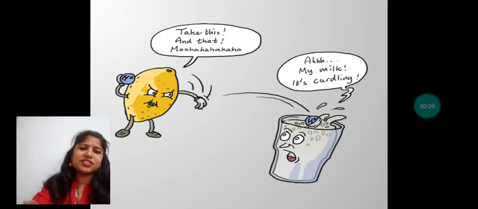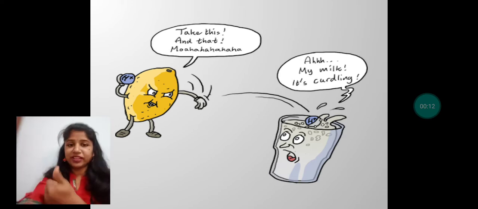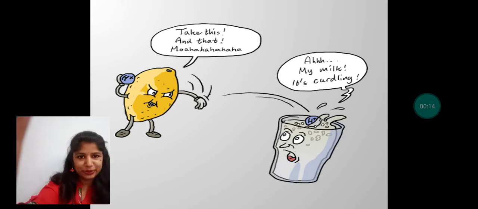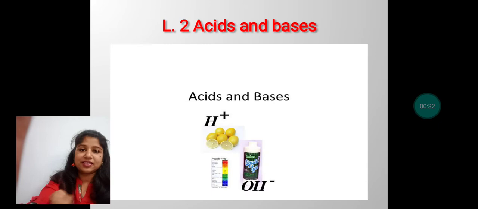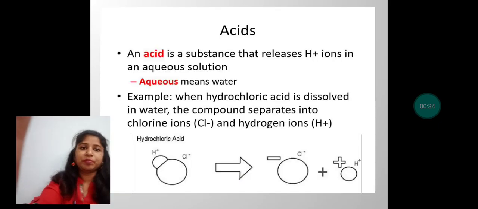Can you guess what this picture is all about? Here one lemon is carrying H plus ions and throwing them in the cup of milk, and the milk starts curdling. Think, what's the reason? Yes, it's due to the acidic behavior of lemon. On this note, let me take you to the new chapter, that is acids and bases.